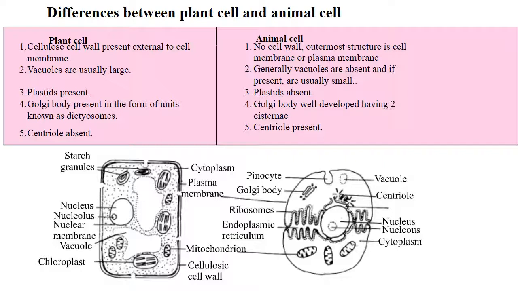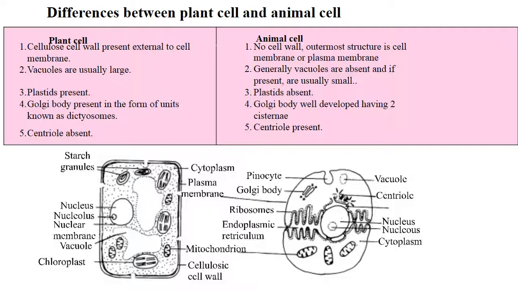In plant cells, vacuoles are usually large, but in animals, vacuoles are generally absent, or if present, they are usually small. In plant cells, plastids are present, in animals absent. In plants, Golgi body is present in the form of units known as dictyosomes. In animals, Golgi body is well developed. In plants, centrioles are absent, and in animals, centrioles are present.